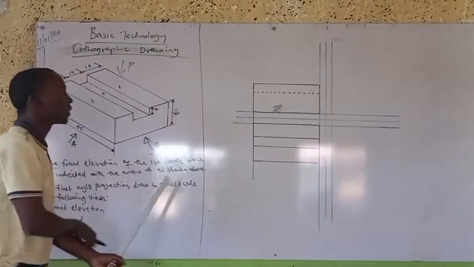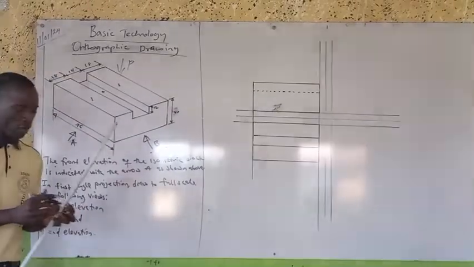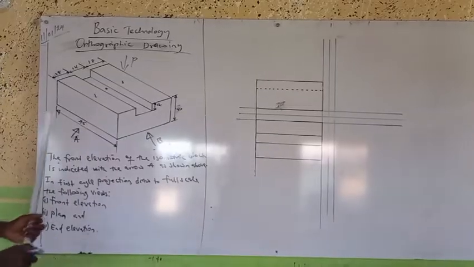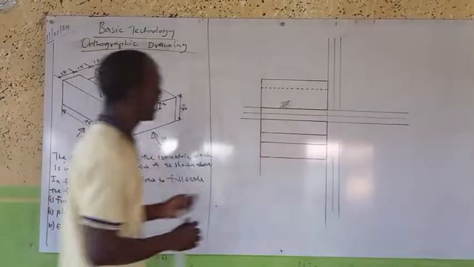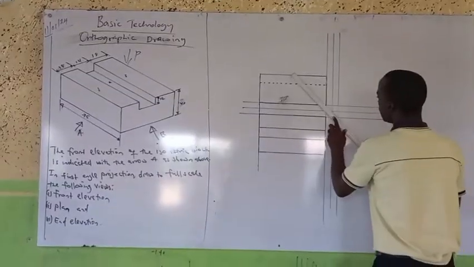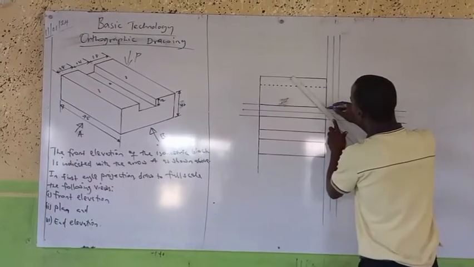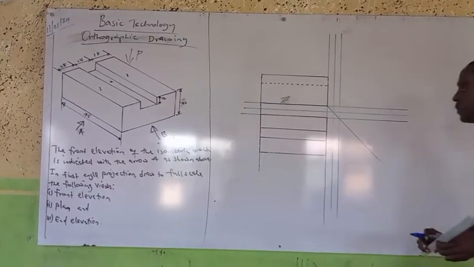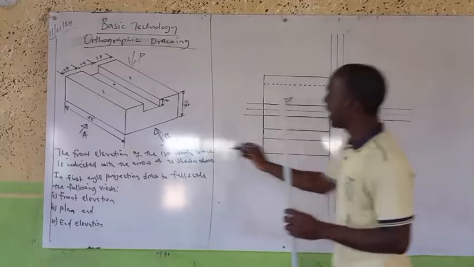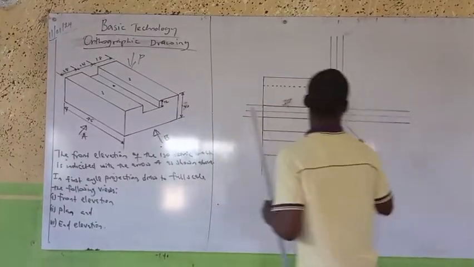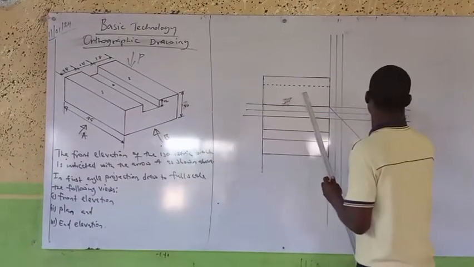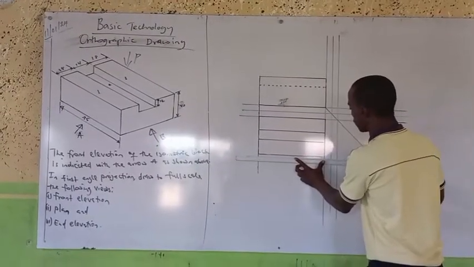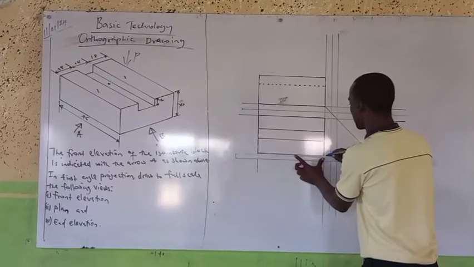Now, the next one. Once you have done this one, it becomes very easy for you to draw your end elevation. Project this place out. This place is actually inclined at 45 degrees. You can measure from here to here, which is 50. You can mark it off, measure it out here so that it will not be less. Project this place out. From here to here is 50. It's equal to that place, 50. Project it.